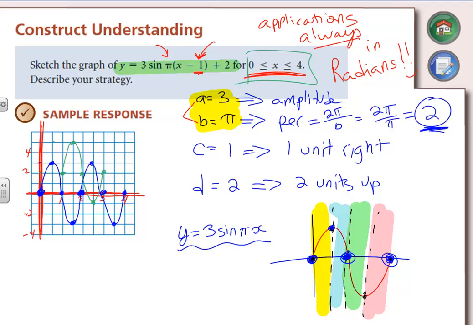So then I'm going to take my next points and keep moving them. 1, 2 up, and 1 right. 2 up, 1 right. I can stop there. I've hit my end, which was at 4. So I can stop at that point. Now I have to work on the left side with a part of the graph that I didn't have before.